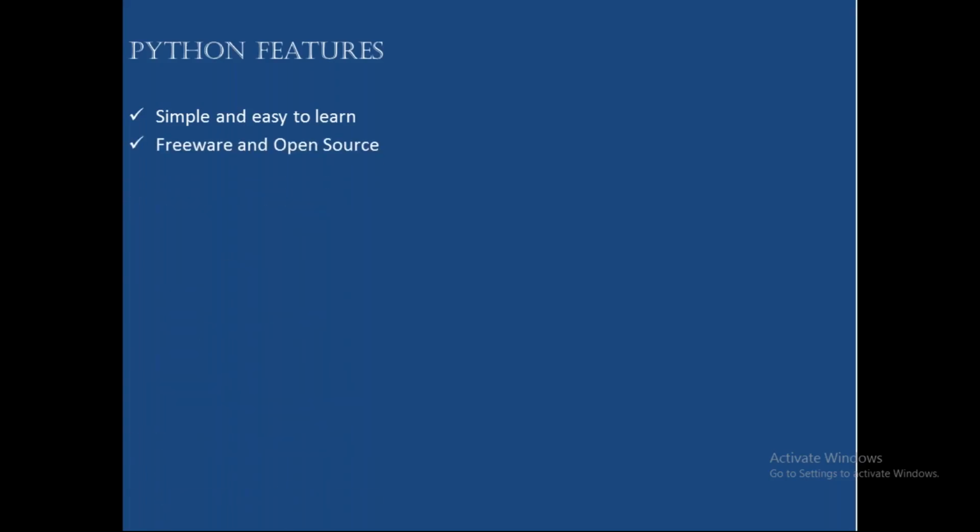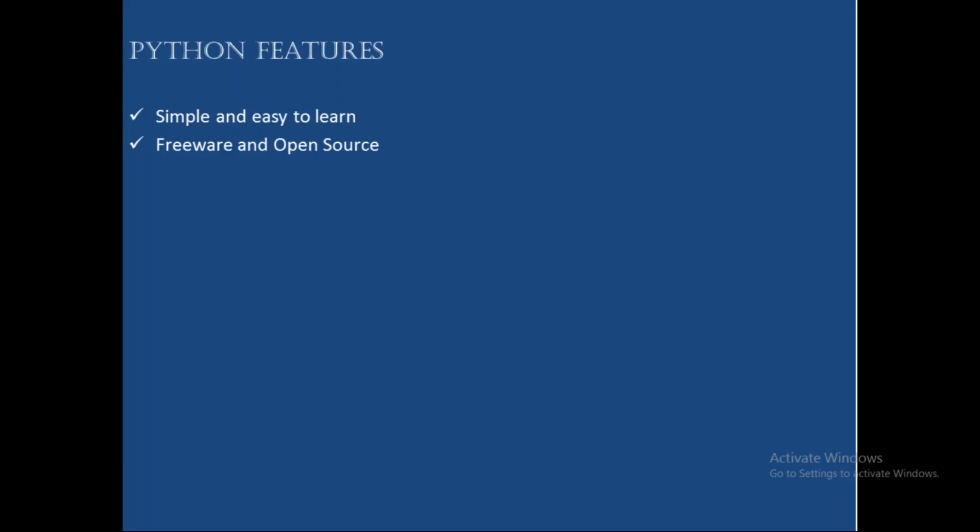Next one is freeware and open source. Freeware means you don't need to pay a single rupee for Python. It's completely free. You can install it and use it. What is open source? Open source means whatever Python code was written by Guido van Rossum, you can download that code. And if you want to do some performance tuning, you can improve that code. Whatever code they have written is available to the public.